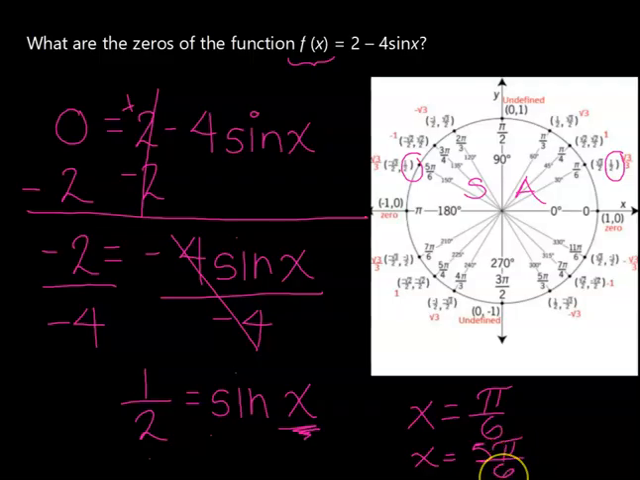But keep in mind that we're not restricted to only one circle, which means we're going to add 2 pi n to our answer. 2 pi meaning one time around the circle, n representing the number of times they want to go around the circle, however many revolutions. And if it were in degrees instead of radians, you would add 360 degrees in.